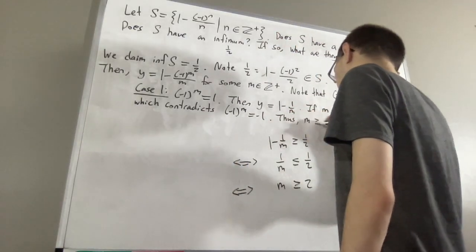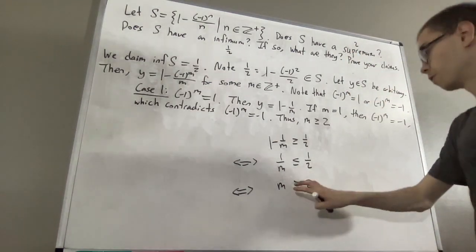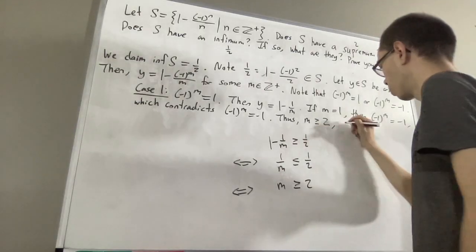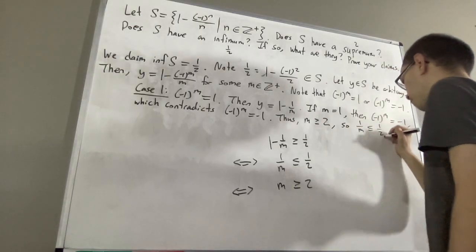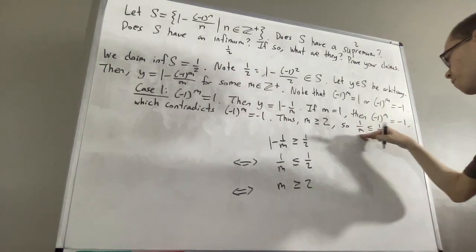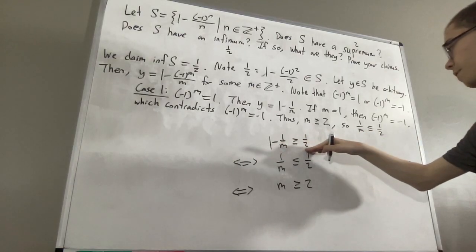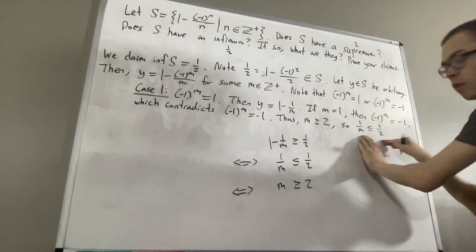Thus, m is greater than or equal to 2. And now we can follow from here to here to here. So since m is greater than or equal to 2, we have 1 over m less than or equal to 1/2. So then from here, we should obtain 1 minus 1 over m is greater than or equal to 1/2. You could obtain that by negating both sides and then adding 1 on both sides.